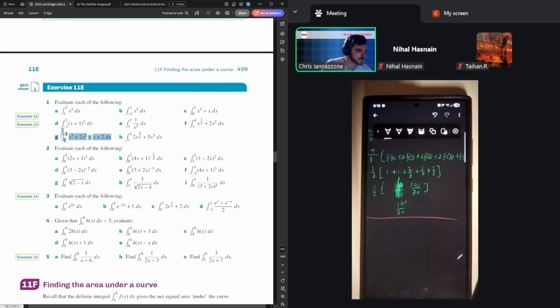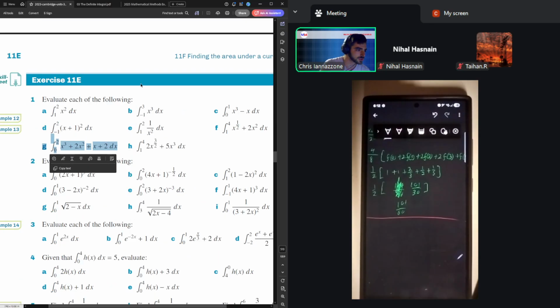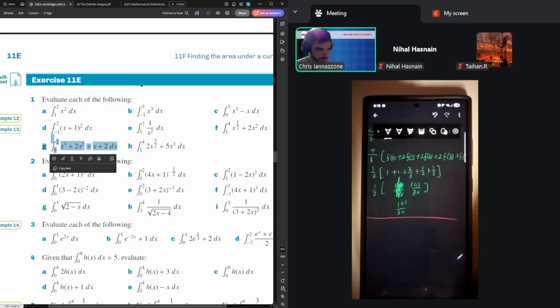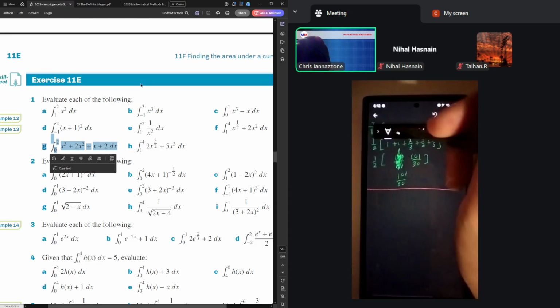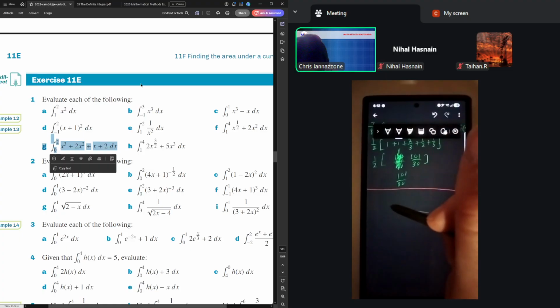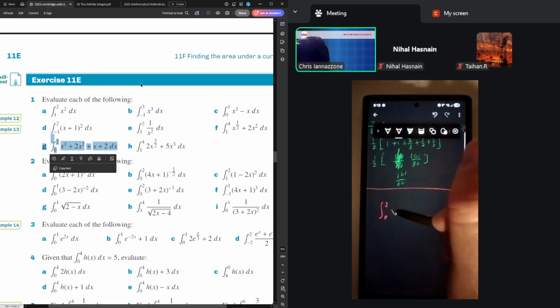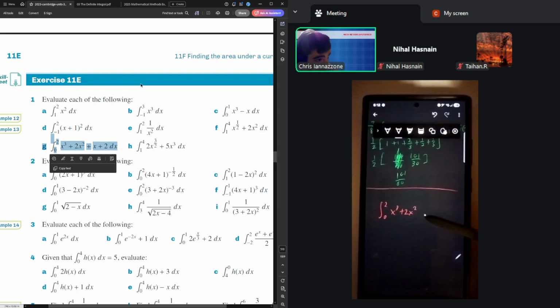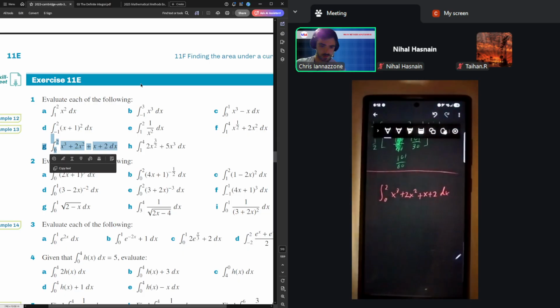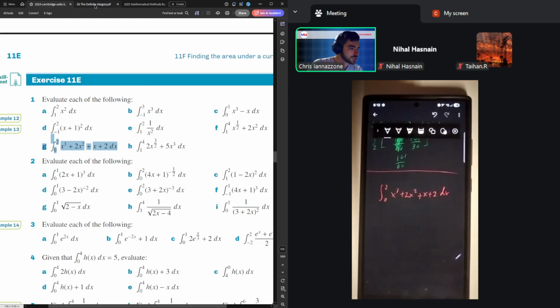We'll do one that isn't immediately obvious. So let's go with G over here. We're doing the integral from 0 to 2 of x cubed plus 2x squared plus x plus 2 dx.